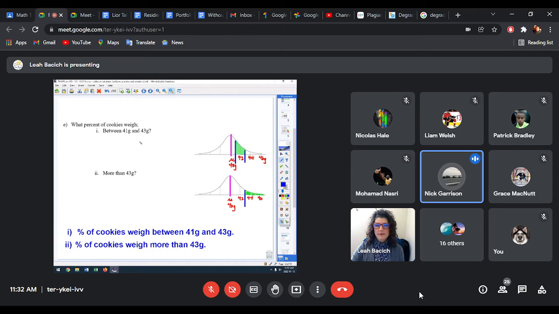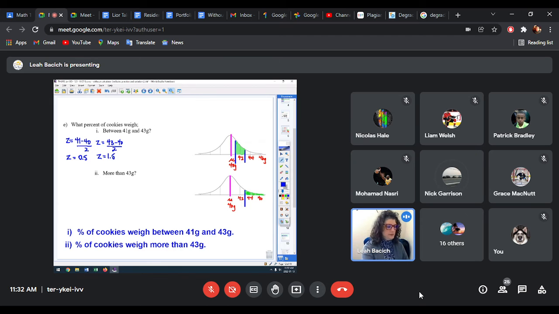The z-scores. Excellent. So Z is going to equal 41 minus 40 all over 2. Z is going to equal 43 minus 40 all over 2. Is that Nick? Yeah. Okay. So did you get Z equals 0.5? Yeah. Okay. And the other one, did you get Z equals 1.5? Yeah. Beautiful. Okay. So that's the first part.